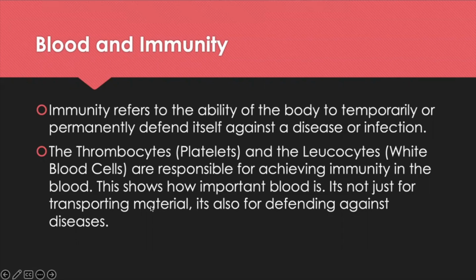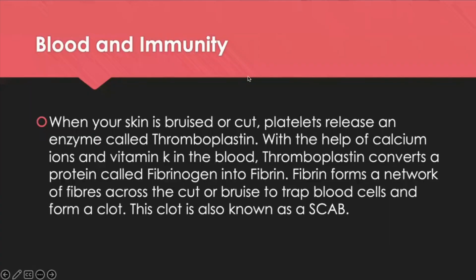It is not just for transporting material, it is also for defending against diseases. Now, first of all, let's take a look and see how platelets, also known as thrombocytes, help us in achieving immunity. When your skin is bruised or cut, platelets release an enzyme called thromboplastin. With the help of calcium ions and vitamin K in the blood, thromboplastin converts a protein called fibrinogen into fibrin. Fibrin forms a network of fibers across the cut or bruise to trap blood cells and form a clot. This clot is what we call a scab.